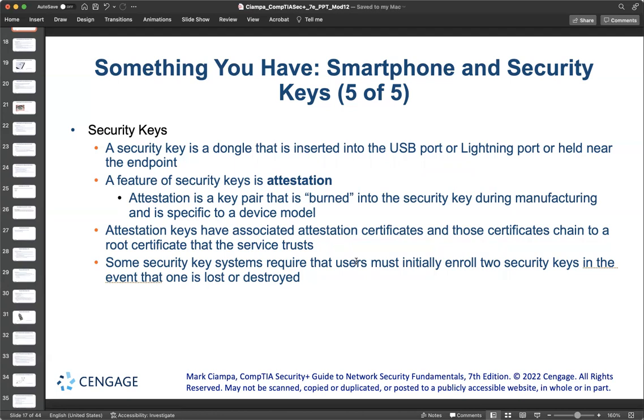Attestation keys have associated attestation certificates, and those certificates chain to a root certificate that the service trusts, and then they're going to be helping your authentication turn into a success. Some security key systems require that users must initially enroll two security keys in the event that one is lost or destroyed. So basically, they're asking you to have a backup key.